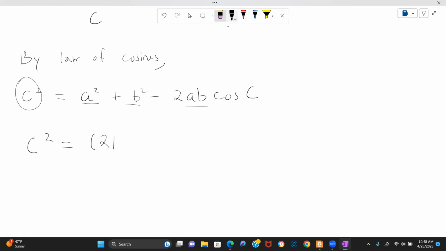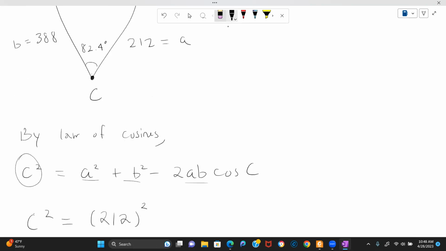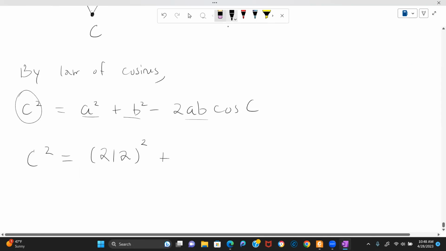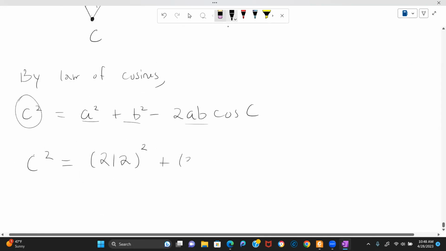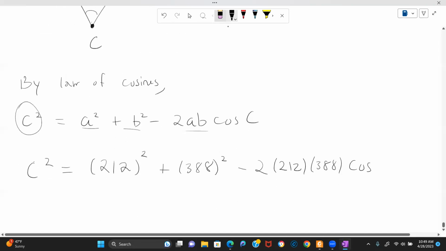So we have 212 squared, this is a, so we have a squared, and then we have this b over here, so it's going to be plus 388 squared, minus 2ab. So 2 times 212 times 388, and then cosine of angle C, which is 82.4. So that's how you plug this in.